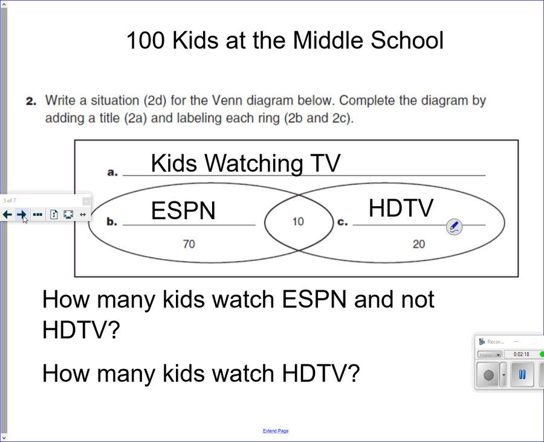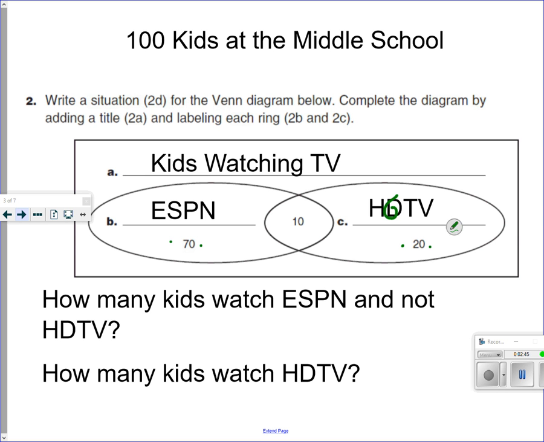Let's look at the next problem here. I made this one up. You can fill it in on your little worksheet. So here's the situation. 100 kids are at the middle school. Kids watching TV. I have 70 kids that watch ESPN, and I have 20 kids that watch HGTV, not HD, the Home and Garden TV network where you're building things all the time, okay? 10 kids watch both.